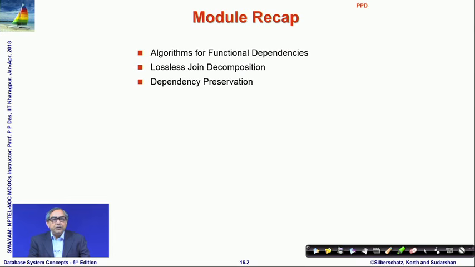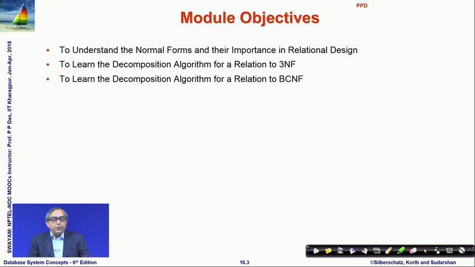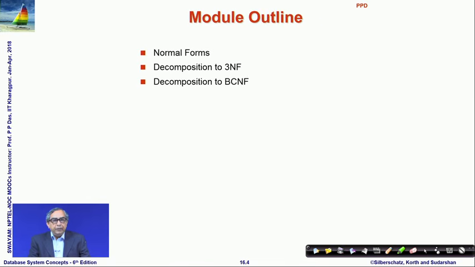Based on these foundational algorithms and concepts, in today's module we will get into understanding the core design aspects of relational databases, that is the normal forms, and how important they are in terms of relational design. We will specifically learn about decomposition of a relational schema into the third normal form and into Boyce-Codd Normal Form, BCNF. So, our topics will be the normal forms, decomposition into 3NF and into BCNF.